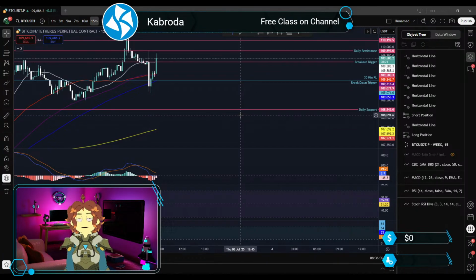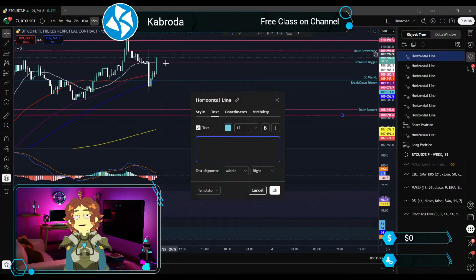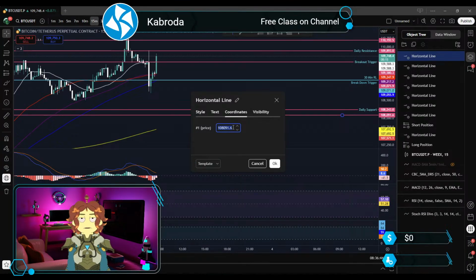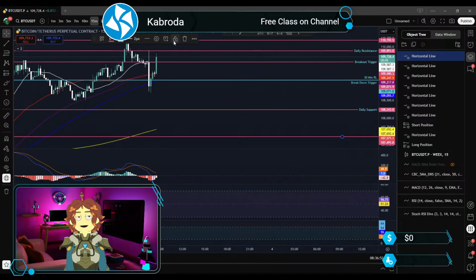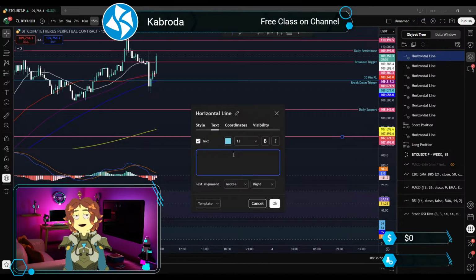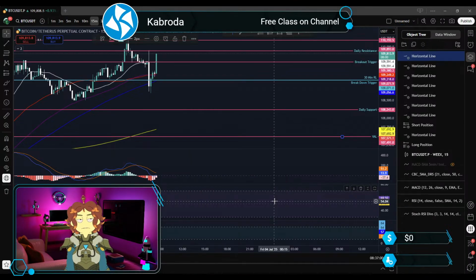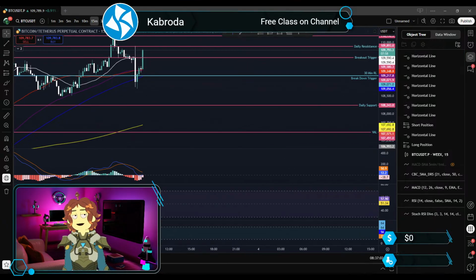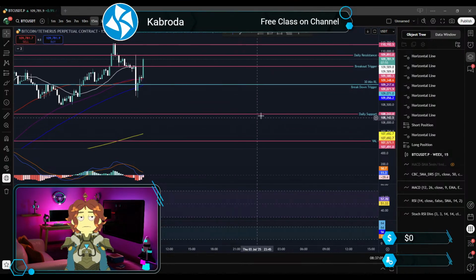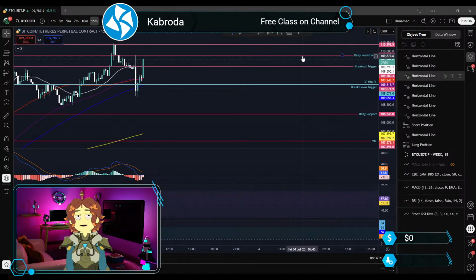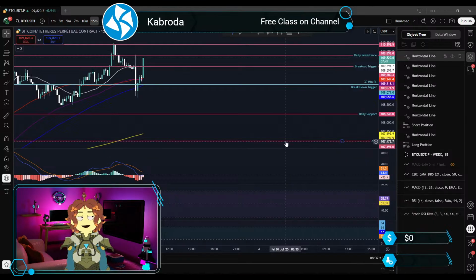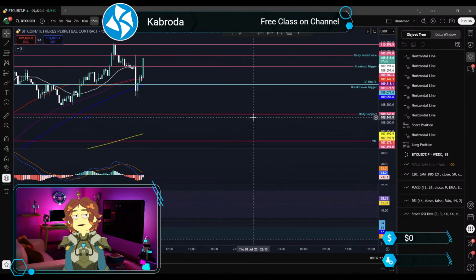VAL is at 107, so that one we can throw on here. I'll do ordinance 107.491. Got our coordinates there. Text is VAL. Boom. And then weekly candle high is 109.580. So that's essentially right there where the breakout is, and then you've got 107.440. So that's essentially where your VAL is, the weekly candle low.